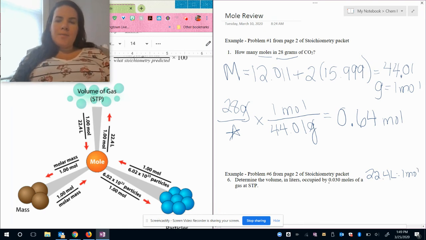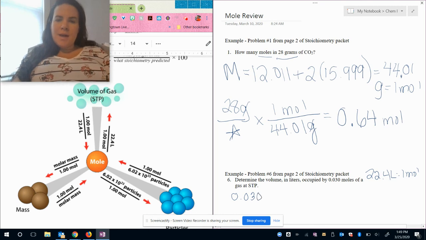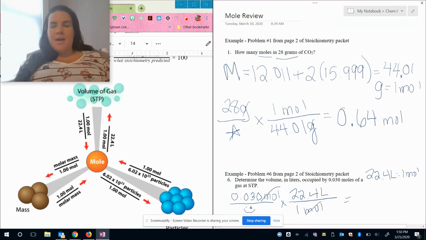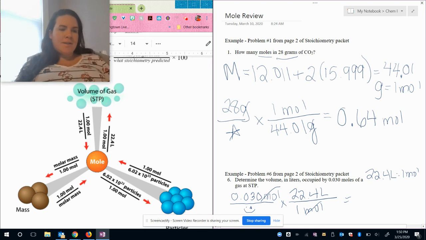But like all of our problems, we're going to start with the number in the problem as our starting value. So 0.030, keep that 0 at the end because that's a sig fig. So we're starting with 2 sig figs. We got a placeholder there. And then to cancel out moles, we want 1 mole at the bottom and the 22.4 liters on the top. Moles will cancel out, and this one you're going to be multiplying. And we will also want 2 sig figs in this answer.